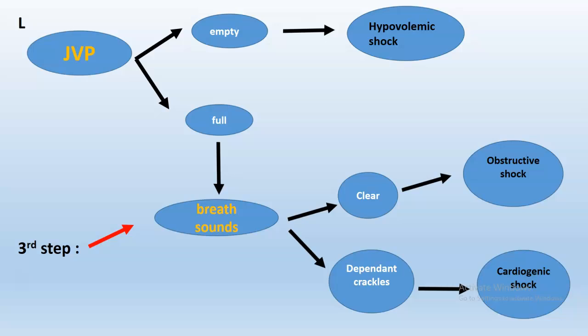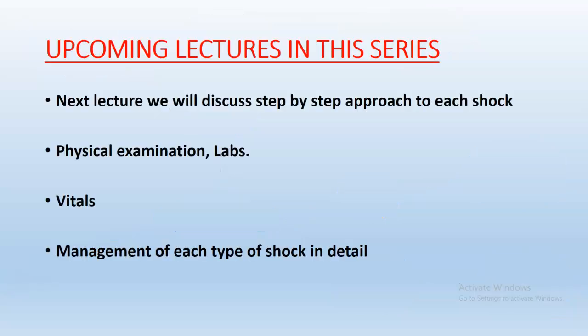And there could also be a mixed combo of shock. The patient can have hypovolemic shock, the patient can have obstructive shock, the patient can have cardiogenic shock and obstructive shock together. So you need to think about it. So, in upcoming lectures in this series, we are going to discuss step-by-step approach to each type of shock, their physical examinations, what you can find, labs, the vitals, the management of each type of shock in details.